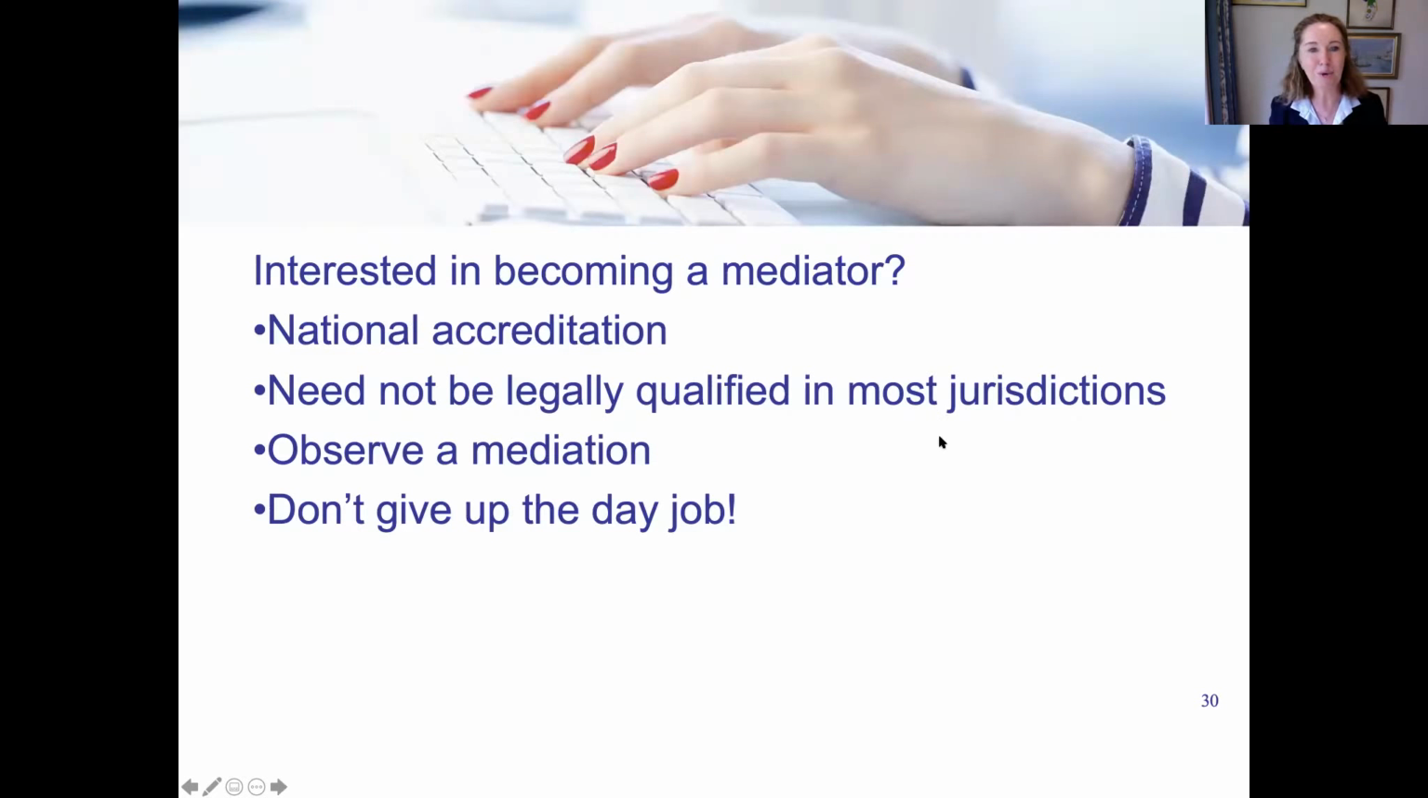You may like to know more. Basically, it's a national qualification. Each country has its own approach, but in most jurisdictions you don't actually need to be legally qualified. I believe in Italy there may be some criteria relating to legal qualifications. We can always discuss this more with others.